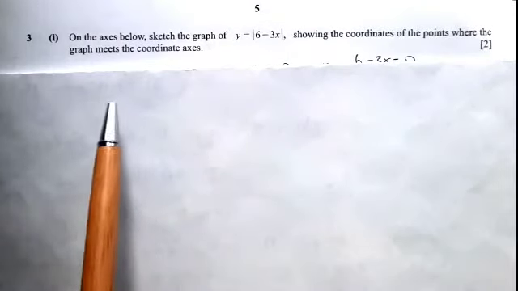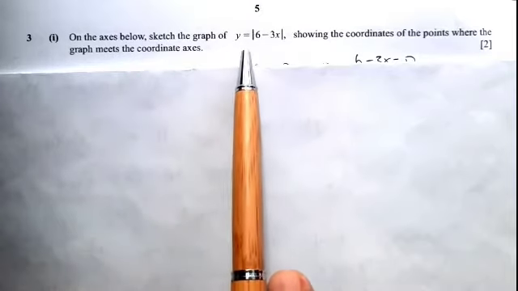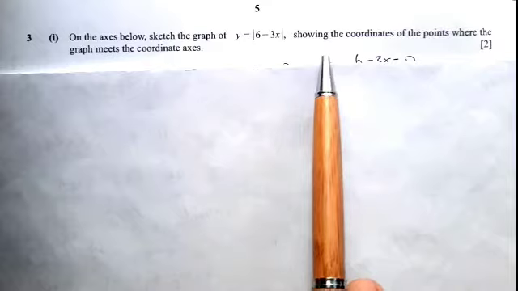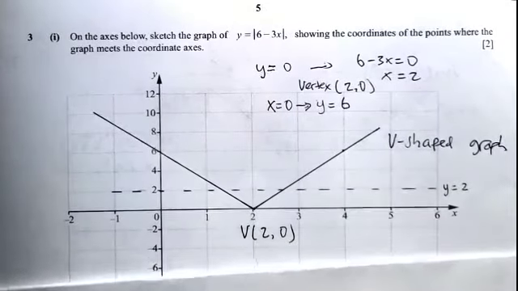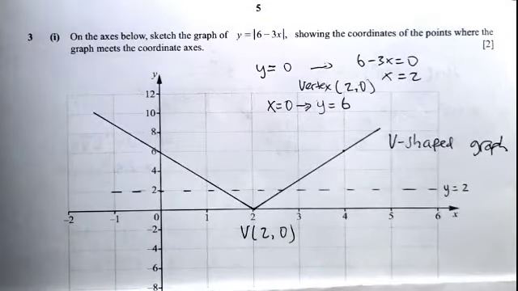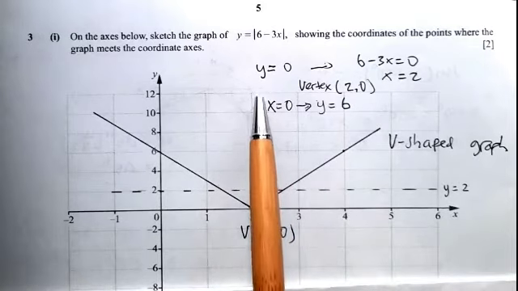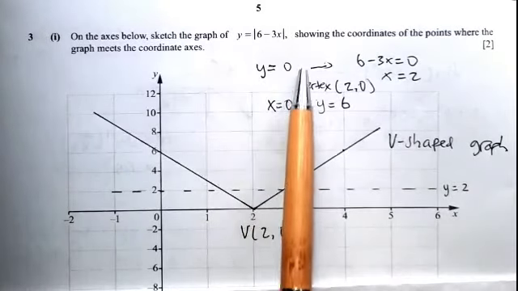Question number 3. I, on the axis below, sketch the graph of y equals the absolute value of 6 minus 3x, showing the coordinates at points where the graph meets the coordinate axes. Now, to draw the graph, first the x-intercept, that is when y is 0.